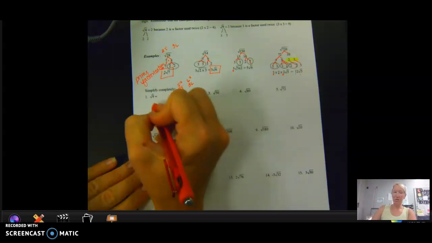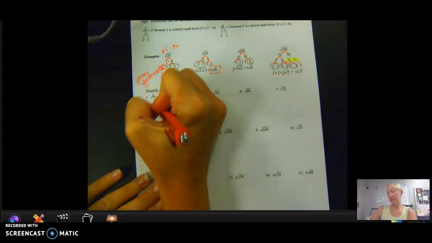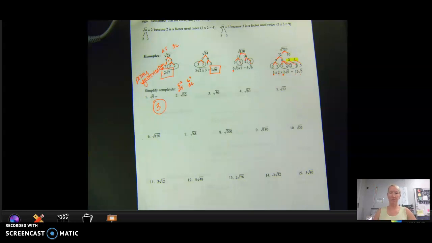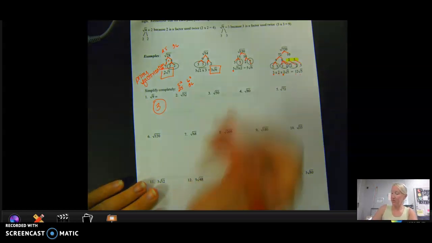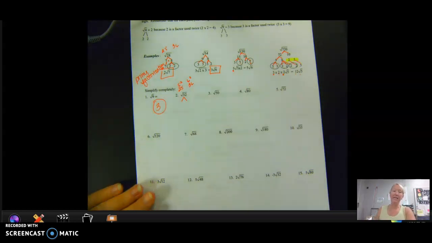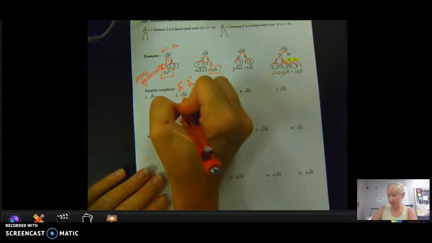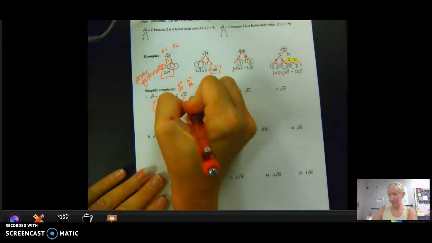All right. Square root of 9. Guys, we should know that one, right? That's a perfect square. That's just 3. So you're done with that one. 32 is not a perfect square, so we're going to start breaking it down. Again, there's multiple ways. You could break that down to 16 times 2. Or you could break it down to 8 times 4. I'm going to go ahead and break it down into 8 times 4.